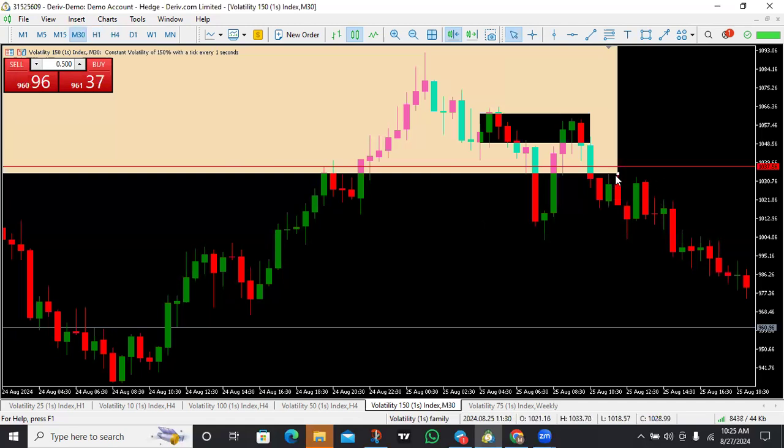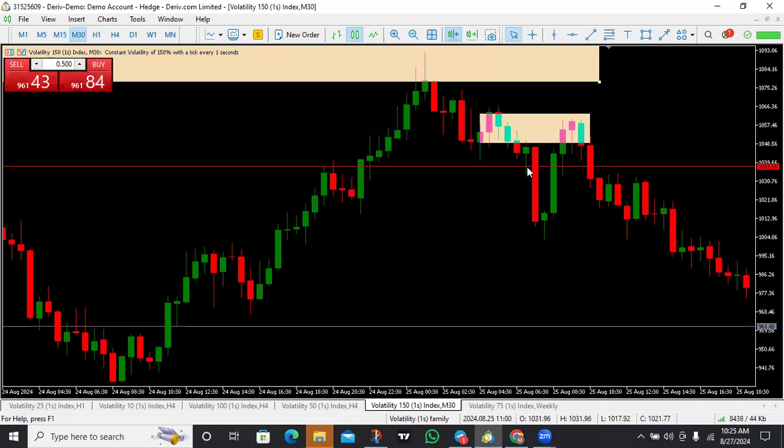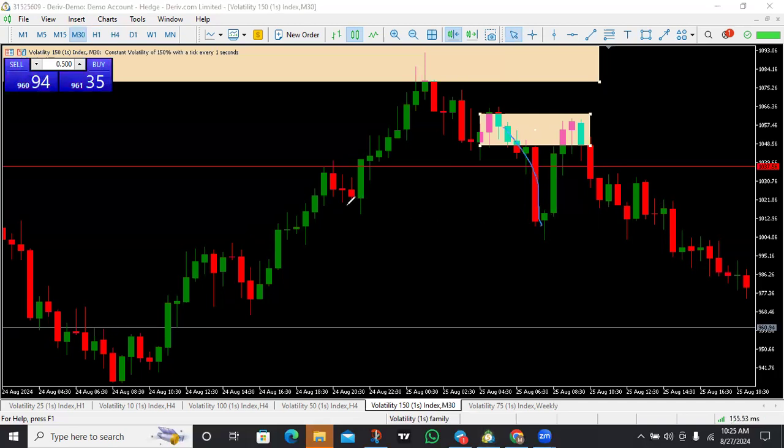So let me adjust the zone to see things clearly. They come back to this zone now. This is the other block. That aggressive move broke the structure here.